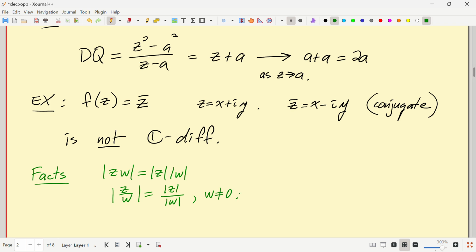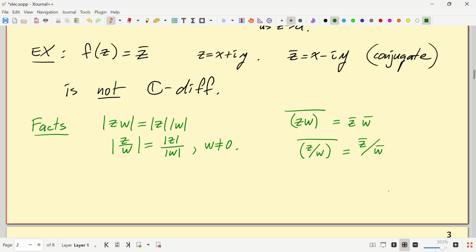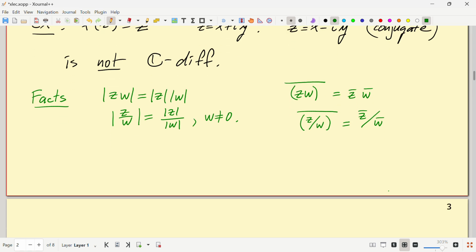And other things to know is that the conjugate of z times w is the conjugate of z times the conjugate of w, etc. And same for quotient. The conjugate of the quotient is the quotient of the conjugates. Stuff like that. Easy to check. I'm going to use that in my calculation here in a second.